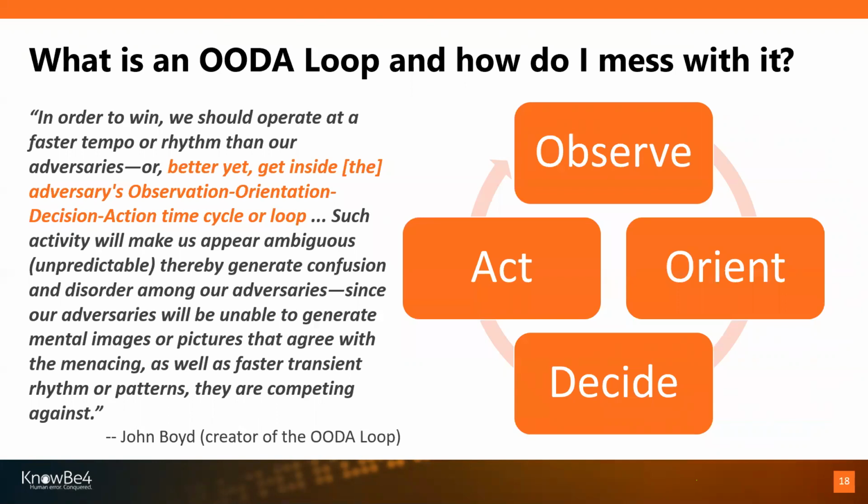Now, I think it's interesting. John Boyd, who created the OODA loop, made this quote here. And this was, again, in reference to military aviation. But he's talking about in order to win, we should operate at a faster tempo or rhythm than our adversaries, or better yet, get inside the adversary's OODA loop. Such activity will make us appear ambiguous or unpredictable, thereby generate confusion and disorder among our adversaries.